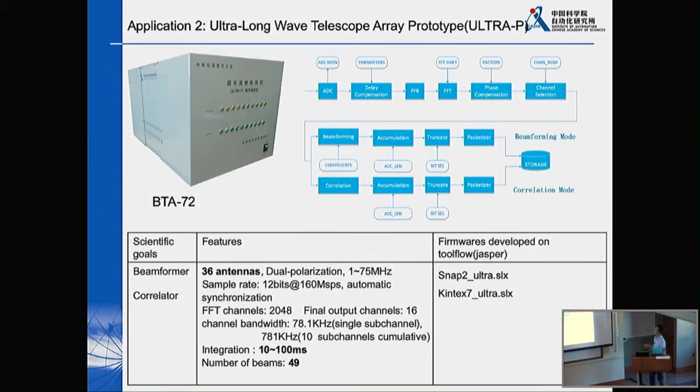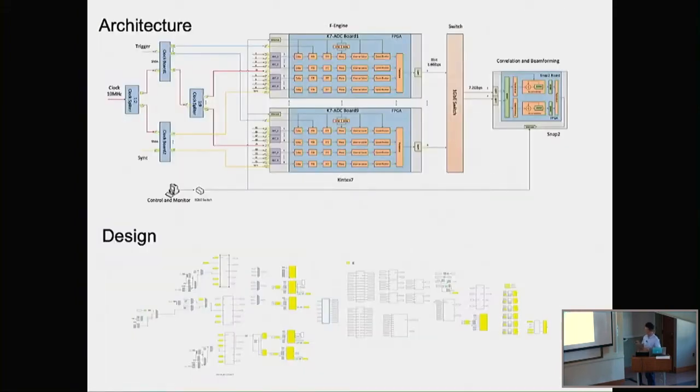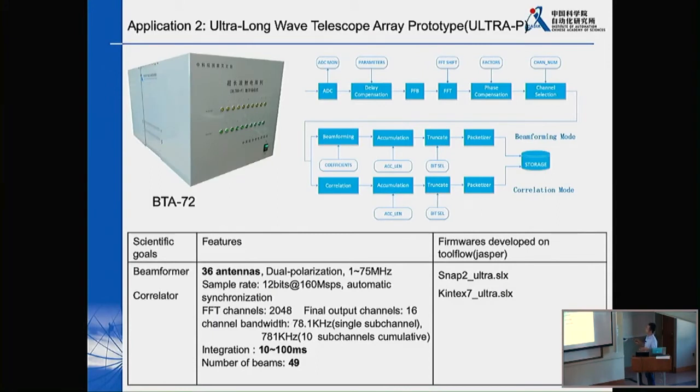The second application of this backend is the ultra-long wave telescope array prototype. This project is similar to the 21CMA project. The main difference is that the X engine performs beamforming and correlation simultaneously. And the blinking LED is a necessary part of the FPGA program, so we put so many LEDs on the panel to show the status of the backend.